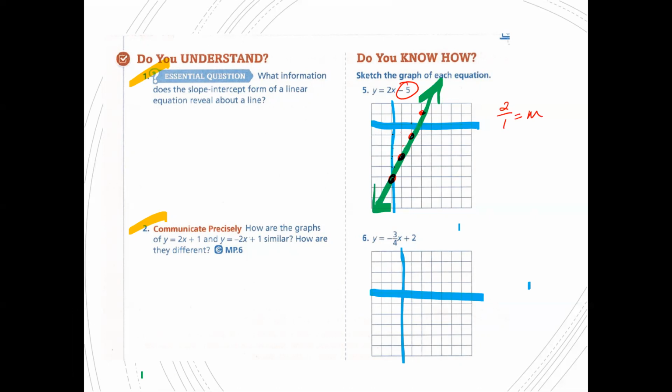And that is your equation, or that's how you draw a line. Let's do the same thing over here. Your slope is -3/4, which means I'm going to go down 3/4.